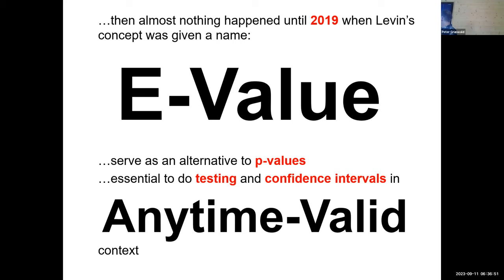You can also use E-values for that, and then you get something called an any-time valid confidence interval. And that's a lot more robust than a standard confidence interval. And I would argue that we should all, I'm pretty radical at this, ditch the whole idea of confidence as we know it and move to any-time valid confidence.